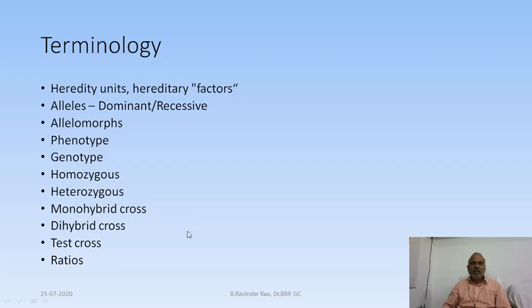Then test cross. What is a test cross? A test cross is the cross conducted to identify the genotype of a dominant phenotype. I just mentioned that a dominant phenotype has two possible genotypes, capital T capital T or capital T small t. To find out its actual genotype, we need to conduct a cross. That cross is called a test cross. It is conducted between the F1 hybrid and its recessive parent. And ratios: Mendel explained everything in the form of ratios. Monohybrid phenotypic ratio 3:1, monohybrid genotypic ratio 1:2:1. Like that, he went on explaining every result in the form of ratios. Let's go on to the next slide.